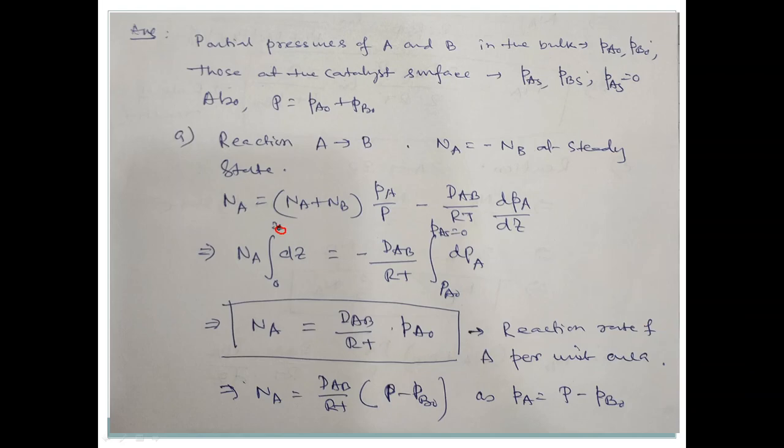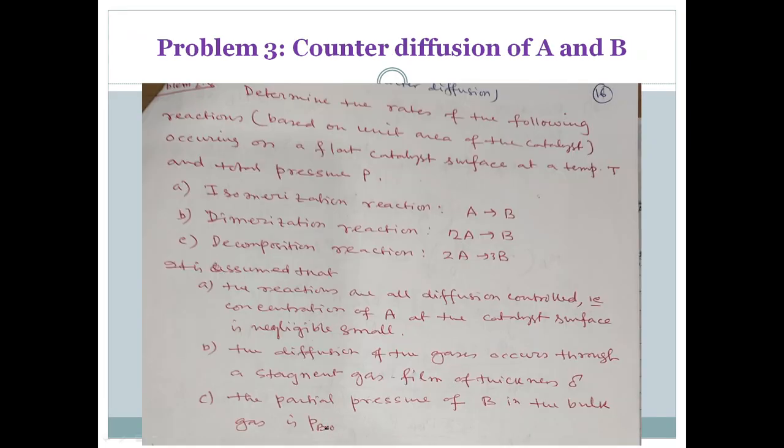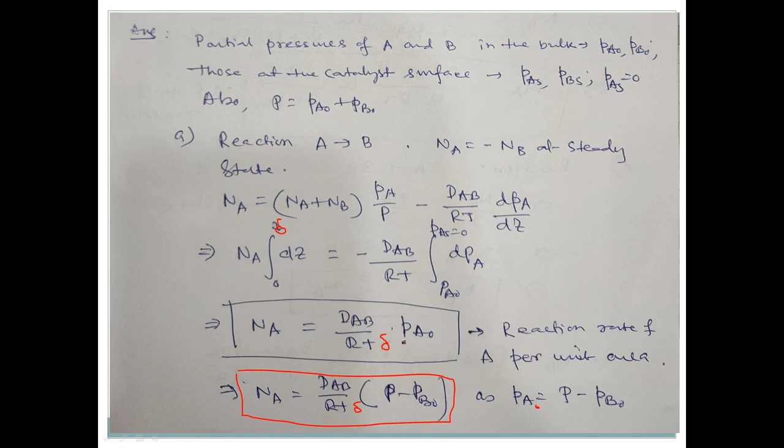This should be delta. Now what is PA0? PA0 is equal to P minus PB0. You cannot express it otherwise, because in the problem statement it is telling you PB0. So you have to express it in terms of PB0; lastly this step you should do, PA0 equals P minus PB0. Okay, this is the first problem.